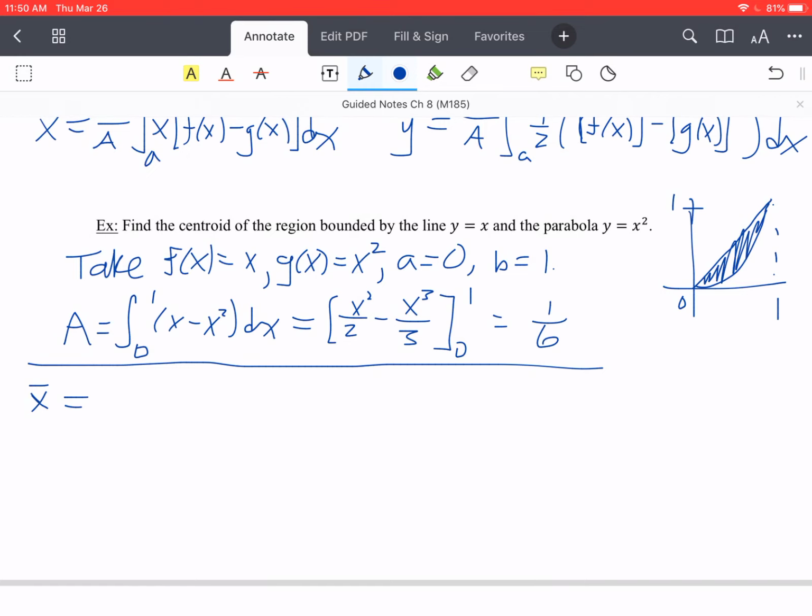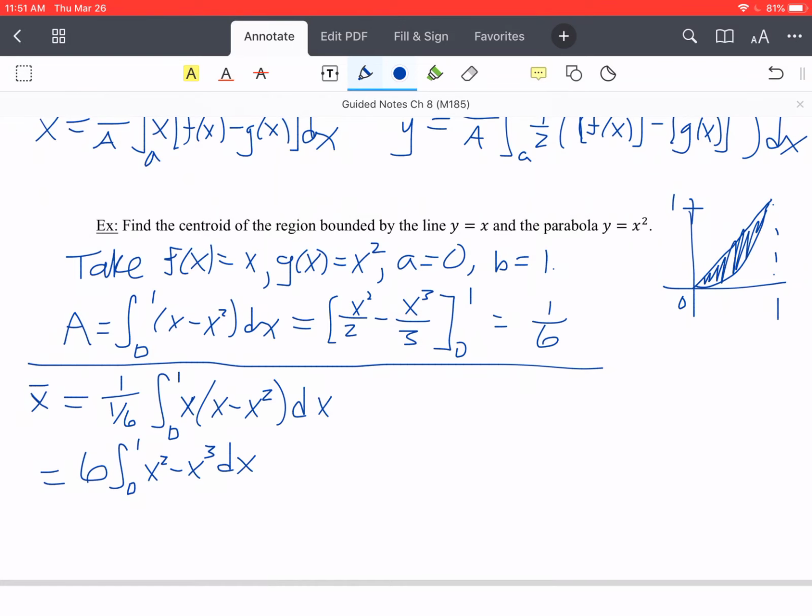So x bar, that's going to be 1 over a, so 1 over 1/6 times the integral from 0 to 1 of x times x minus x squared dx, right? f of x minus g of x. So that's going to be 6 times the integral from 0 to 1 of x squared minus x cubed dx. So we get 6 times x cubed over 3 minus x to the fourth over 4, evaluated from 0 to 1, which ends up just giving us 1/2.